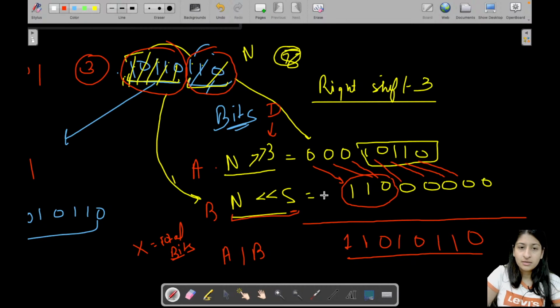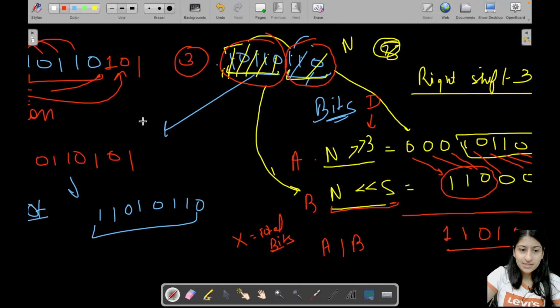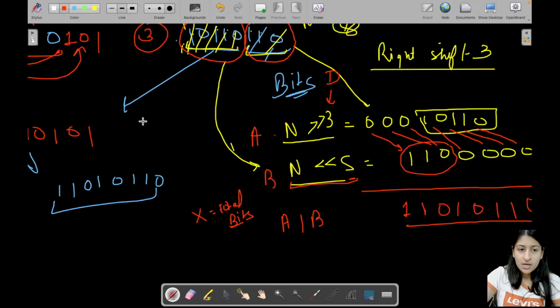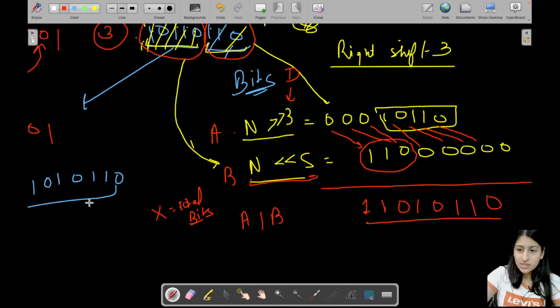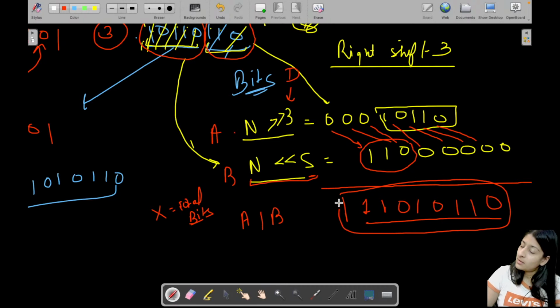Have we done this right? Let us check. Didn't we want this? Let's see what was the right shift on this number. You can see 1101 0110. Didn't we get this right shift on the number? Yes, we did. So that's all about it.